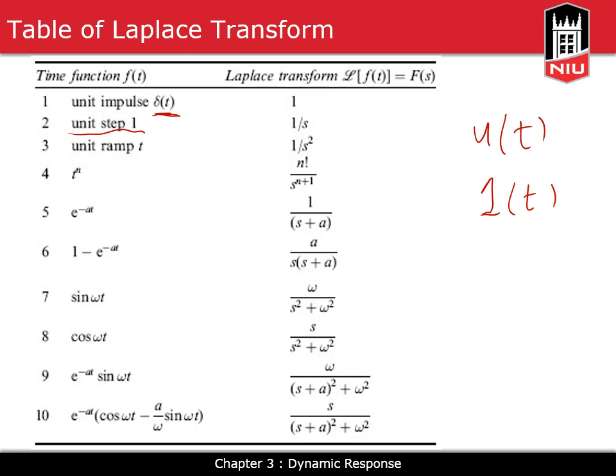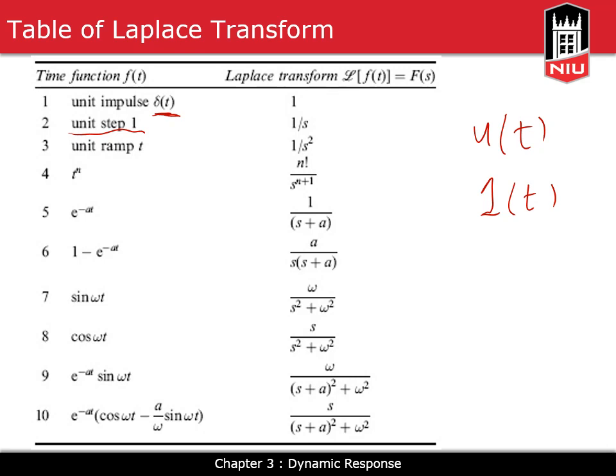It's the function that is 0 before time 0 and jumps to 1 after time 0, remains at the value of 1. The Laplace transform of this function is 1 over s. Unit ramp. This is the function that is 0 before time 0 and is equal to t. That means increasing with the slope of 1 with time. The Laplace transform of this function is 1 over s squared.